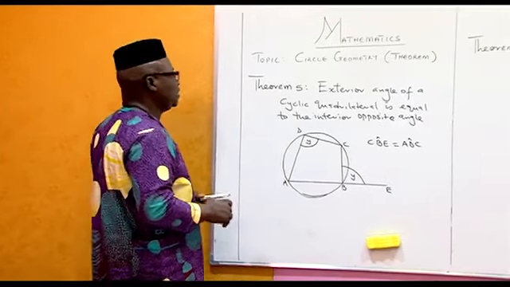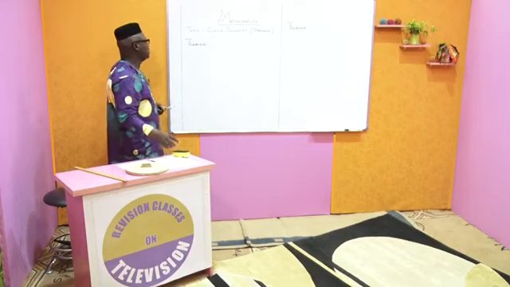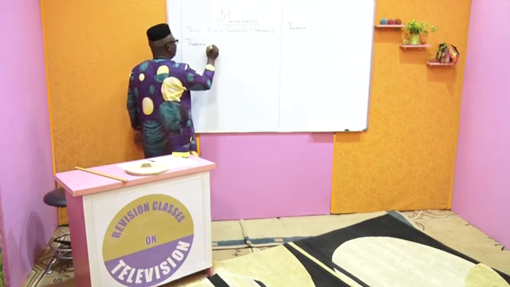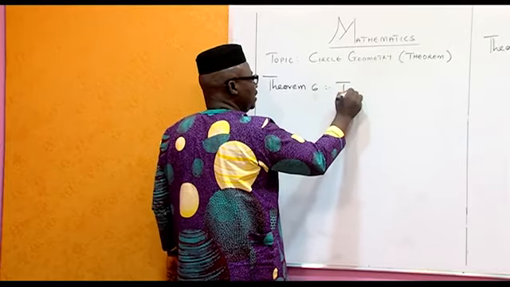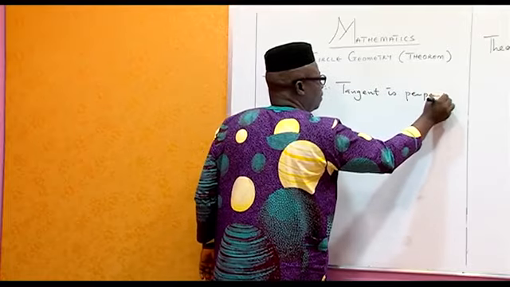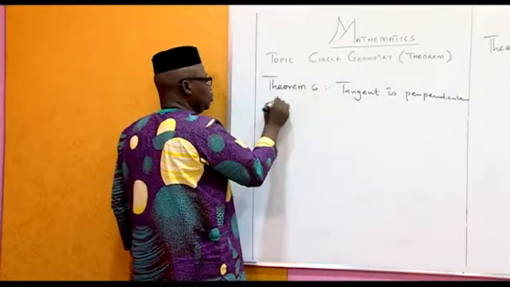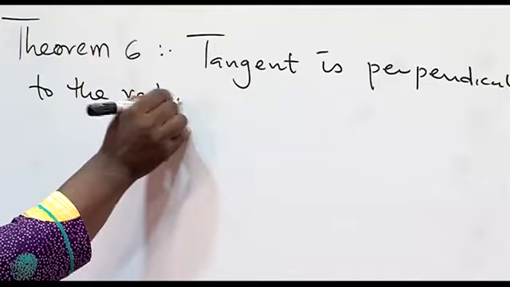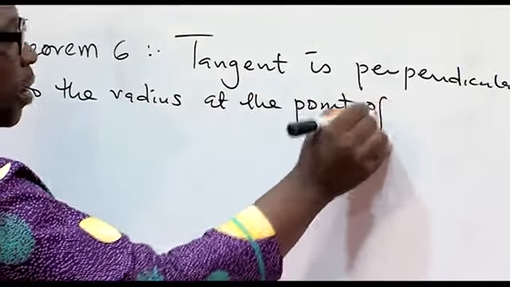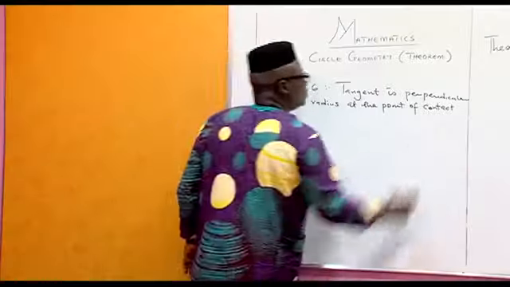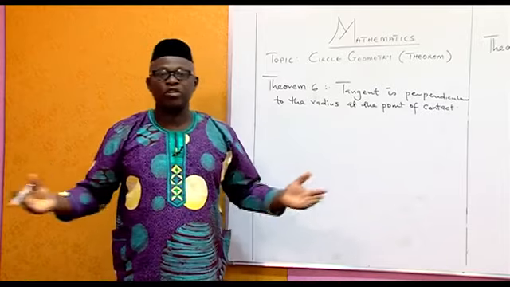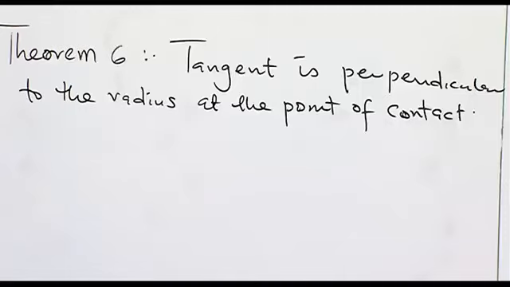So we move on to theorem number 6. The theorem says that tangent is perpendicular to the radius at the point of contact. What are we saying? If two lines are perpendicular, it implies that the angle between the two of them is going to add up to be 90 degrees.